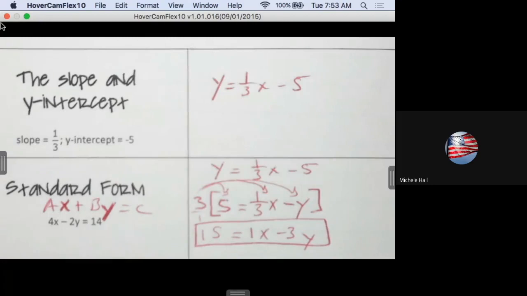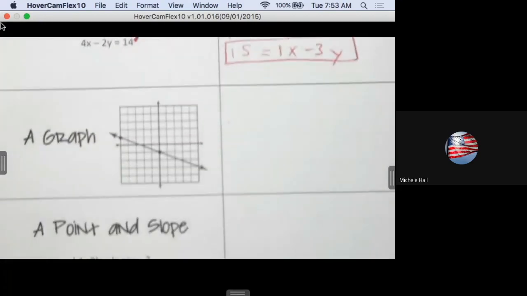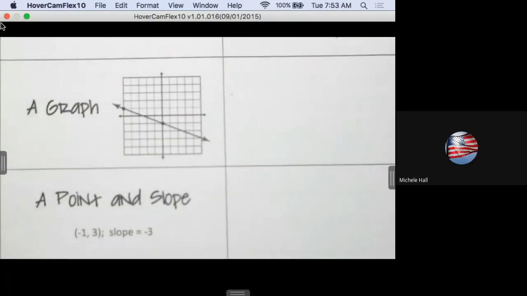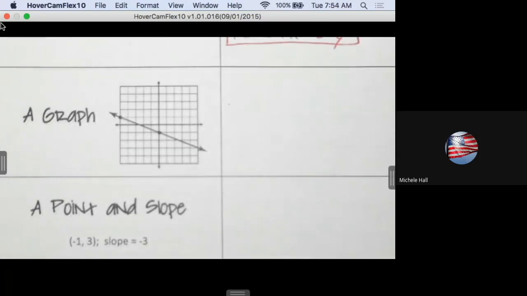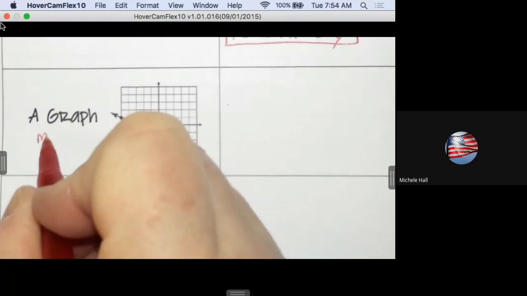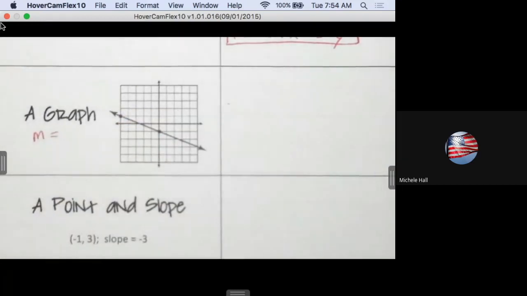I can write a linear equation given a graph. What two things would you like to take from this graph? The slope. So we'll have m equals, how do I find the slope from a graph?